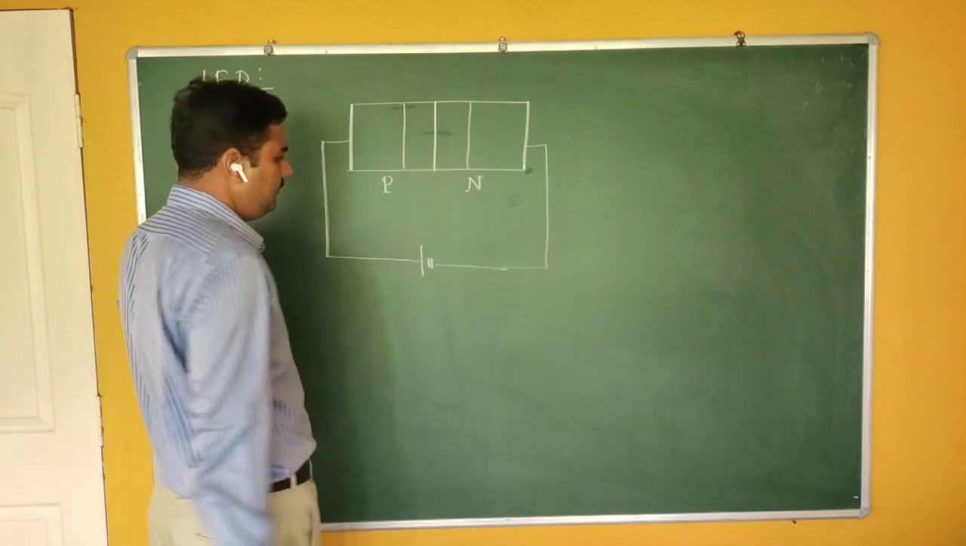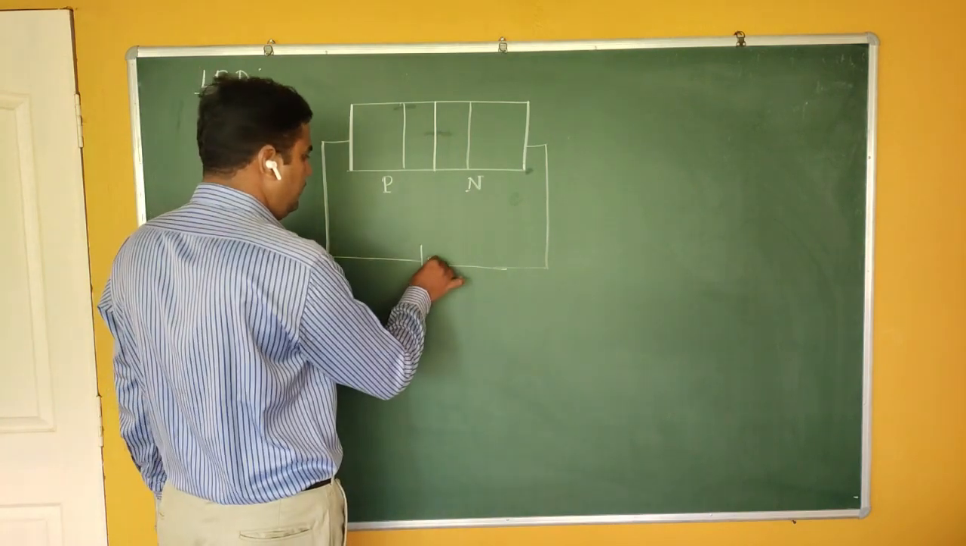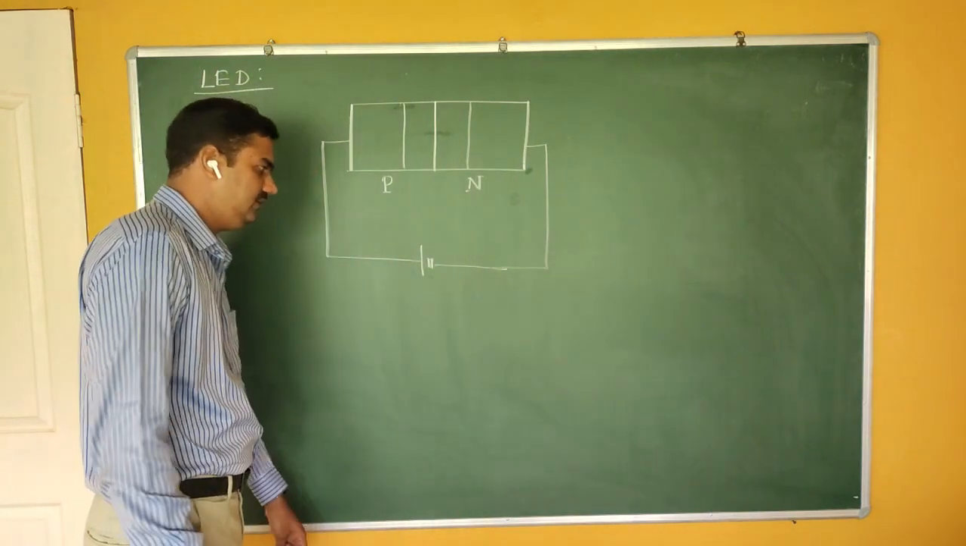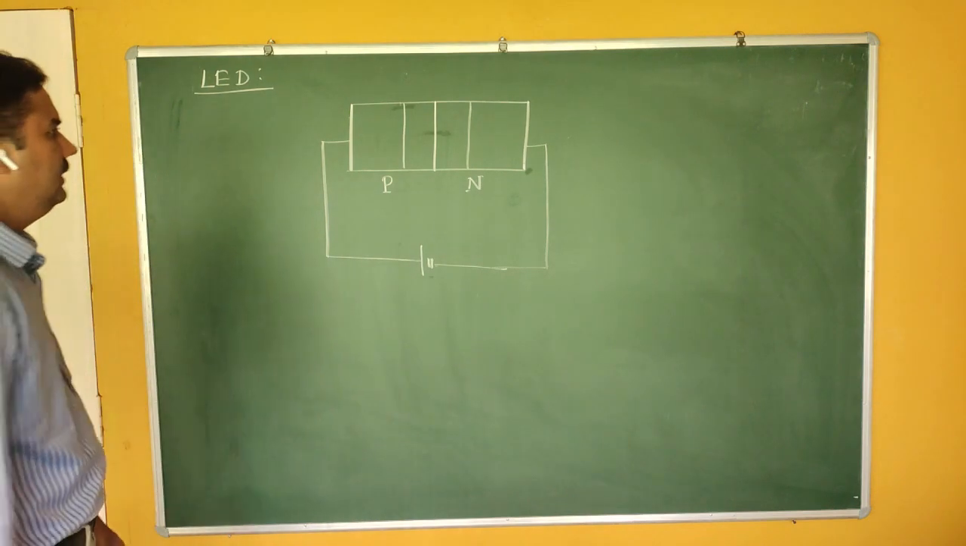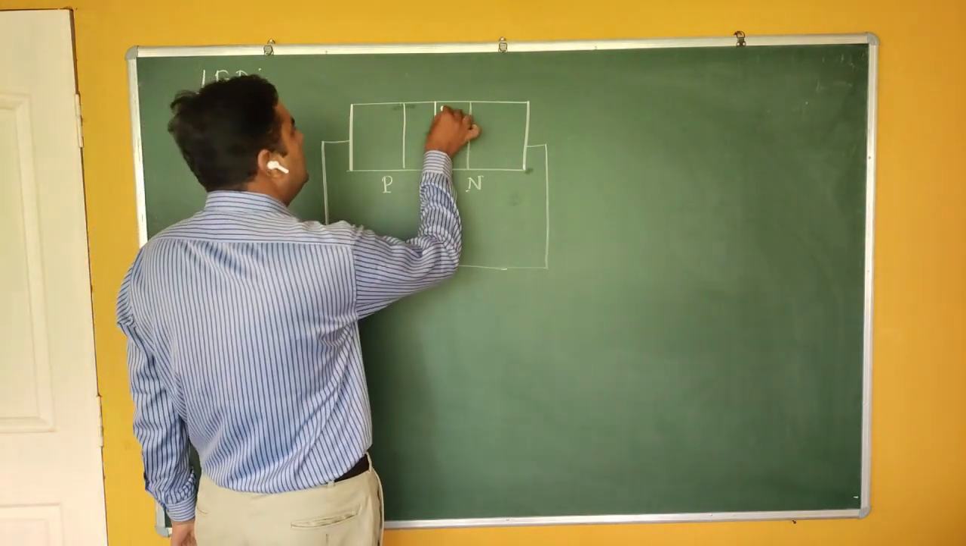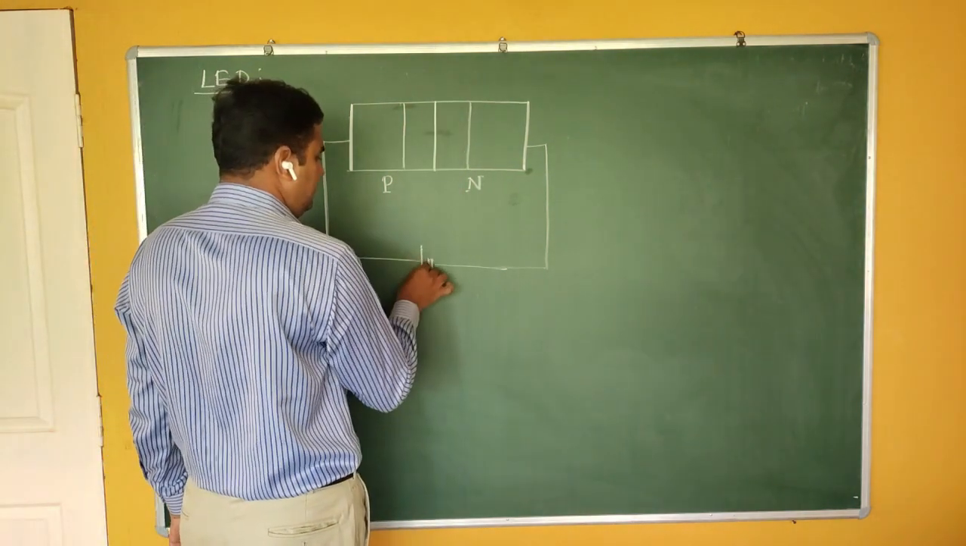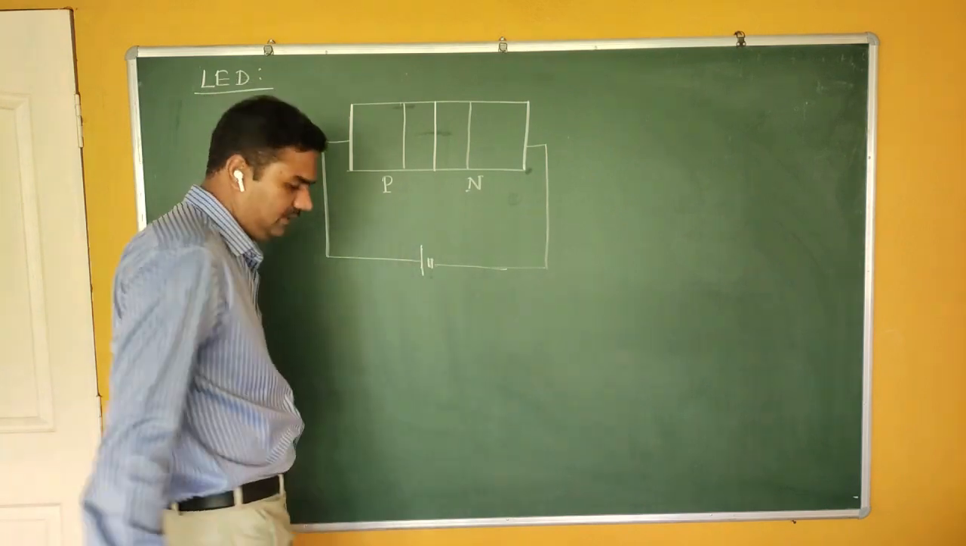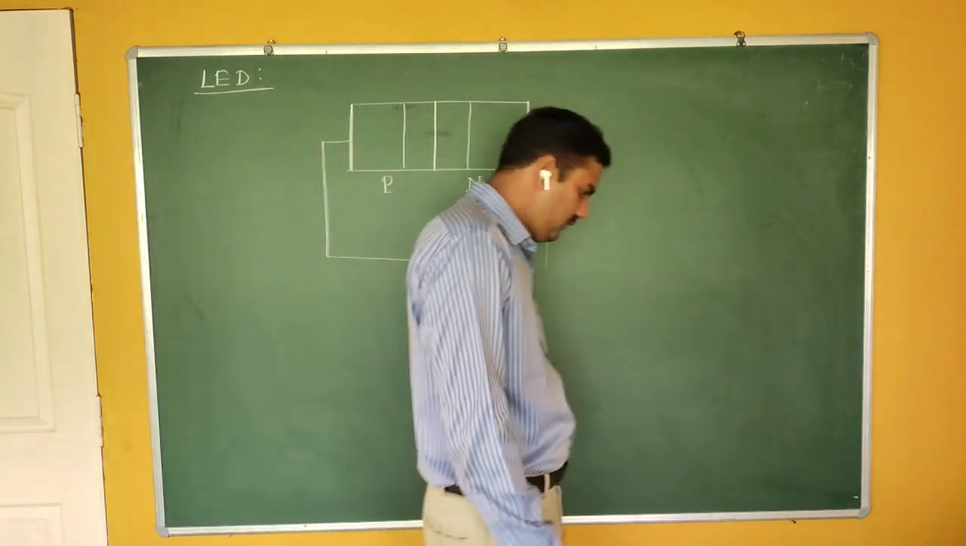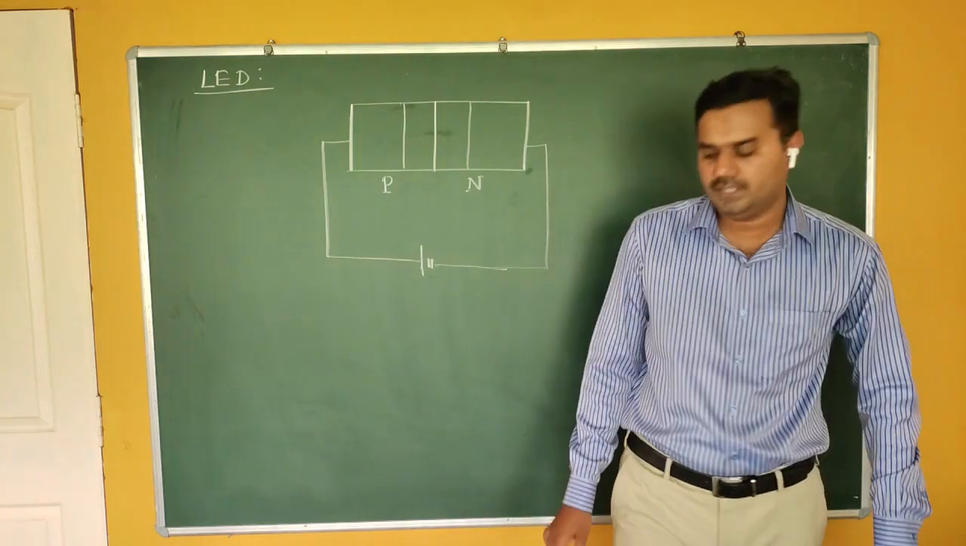Initially it doesn't allow the flow of electrons. There are some barriers there. So again, let me start here. Already we studied the forward bias characteristic of the semiconductor diode.